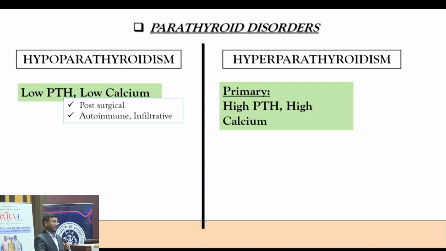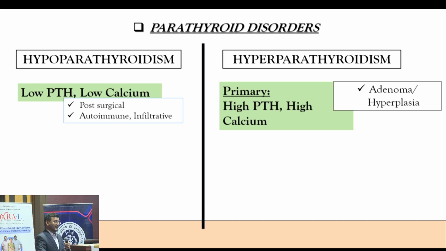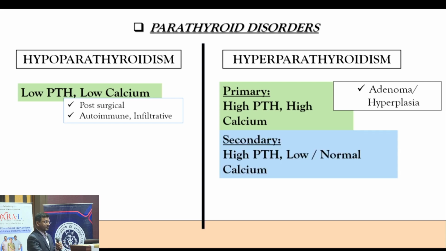On the other side, hyperparathyroidism can be divided into primary, secondary, and tertiary. Primary is high PTH, high calcium, and the causes would be adenoma or hyperplasia. It can be single or multiple. Secondary hyperparathyroidism is high PTH but low to normal calcium, and common causes are vitamin D deficiency or CKD.